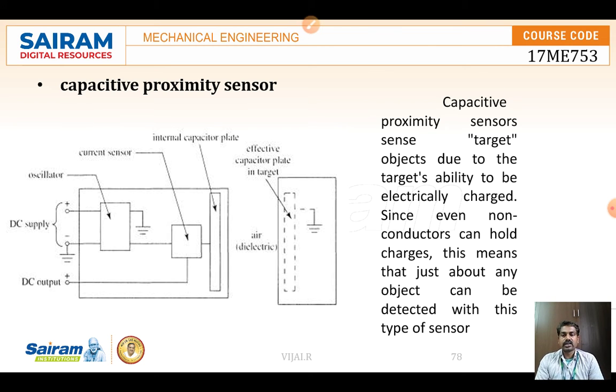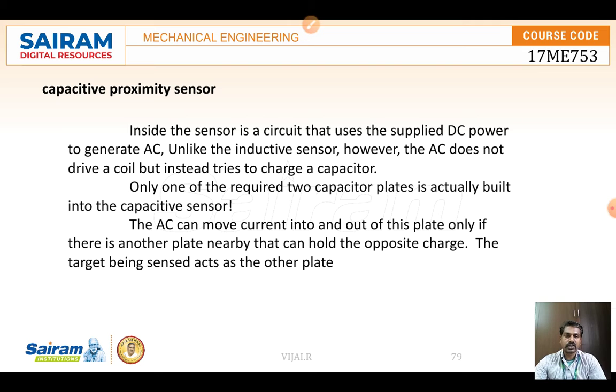On one side, the system has one plate where the charge will be held. Another is the material which is to be measured, to be identified. Inside the sensor, the circuit supplies DC power and generates AC. Two capacitor plates are needed: one is built into the sensor itself, and another plate will be in the opposite material, whatever it is.